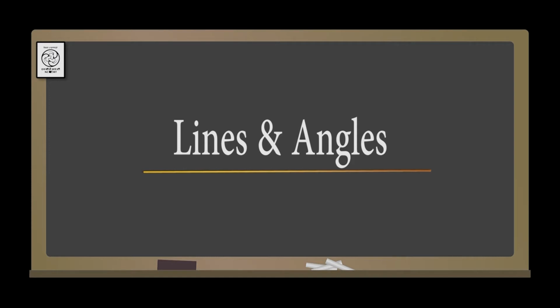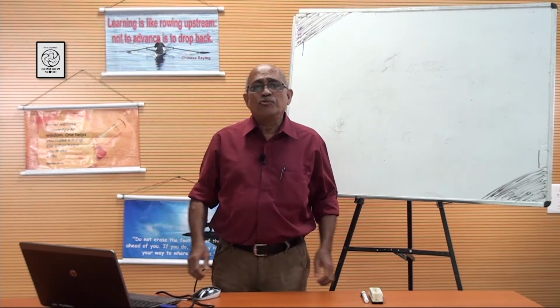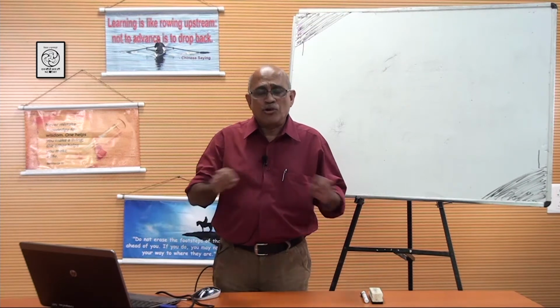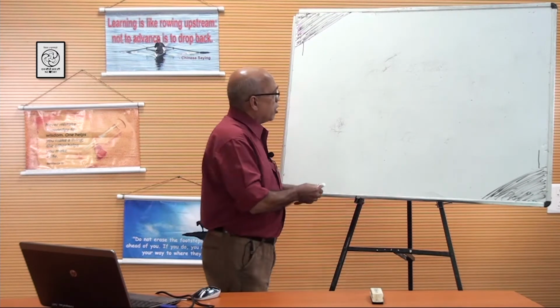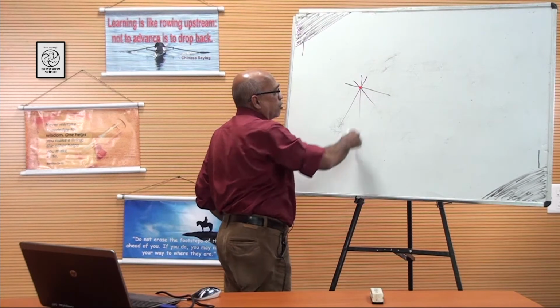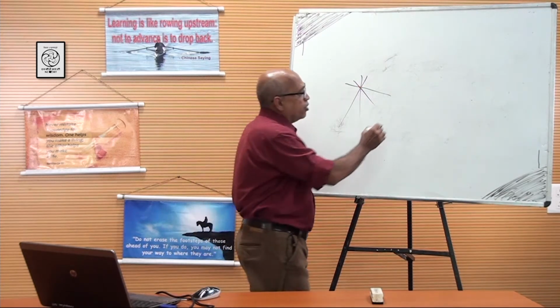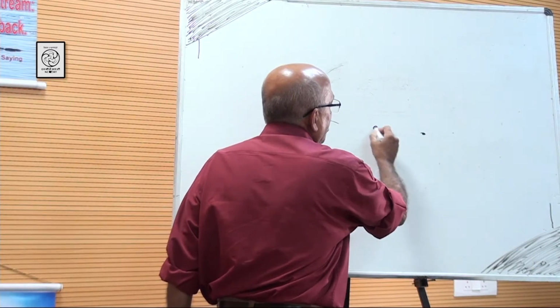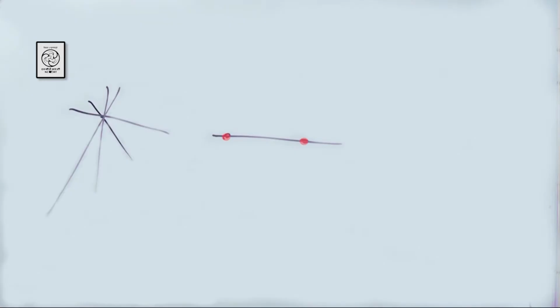When we talk about lines, you need at least 2 points to get a line drawn. For example, if you have a point, through this point you can have infinitely many lines drawn. But to get a unique line, you need at least 2 points through which you can draw a unique line.